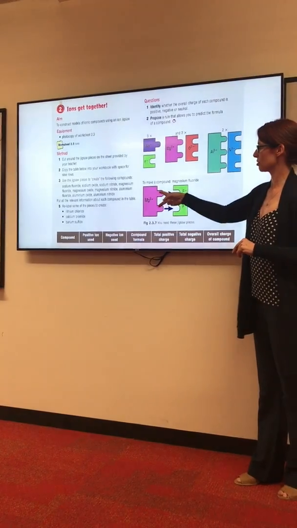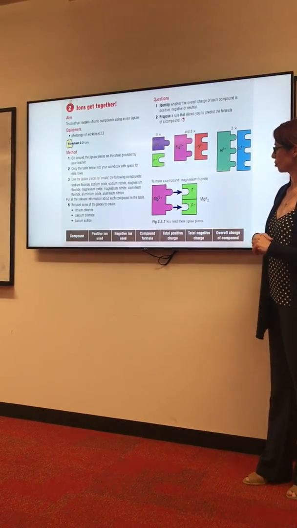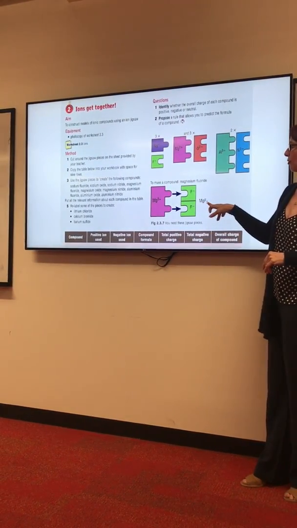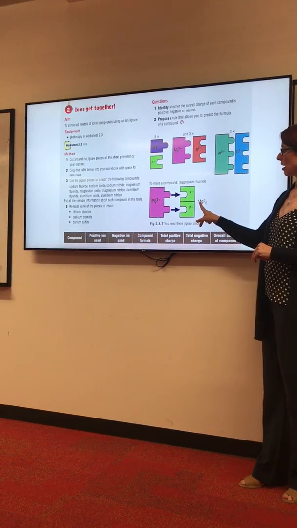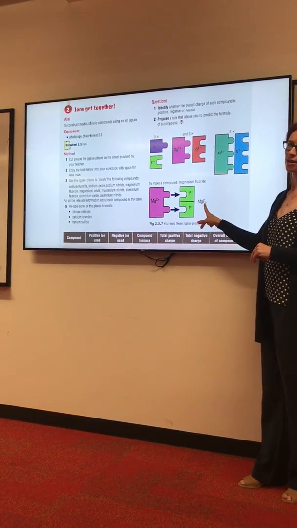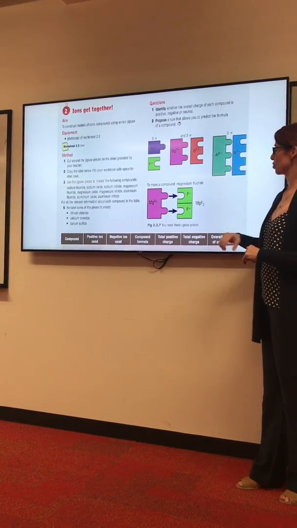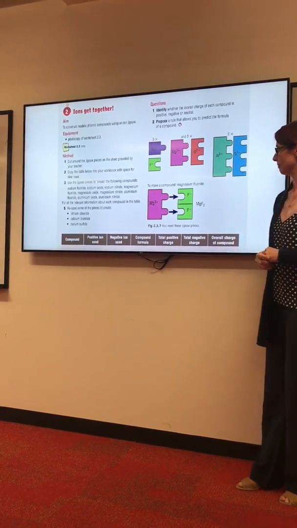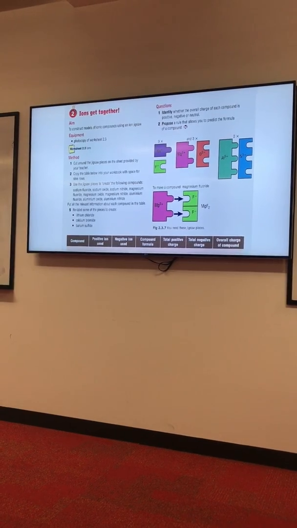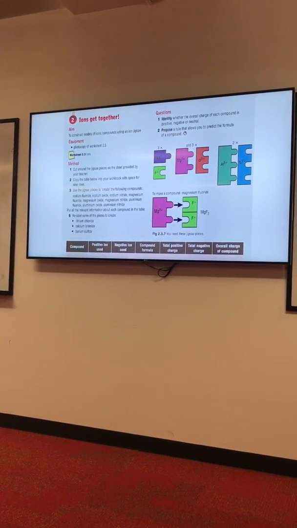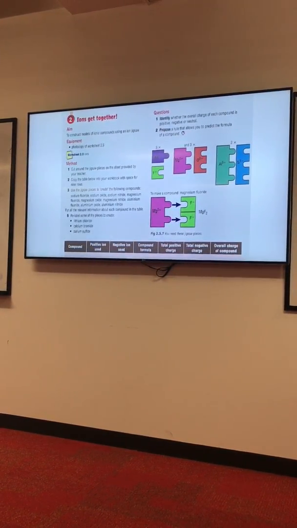So to cancel out the 2 positive prongs, we need 2 of that, and then to write the formula to show what we've got: Mg, 1, but we don't write the 1, and 2 of those fluorine atoms, to make MgF2. I'm not going to go over that anymore because we've done a fair bit on that.